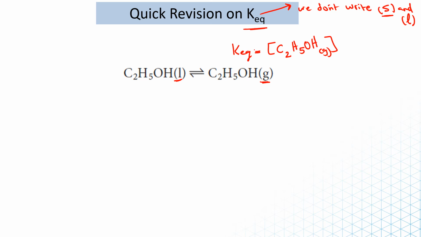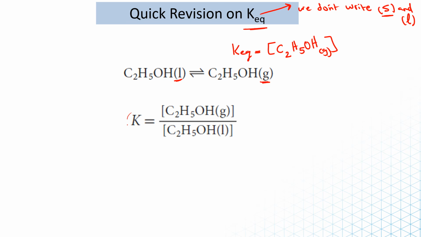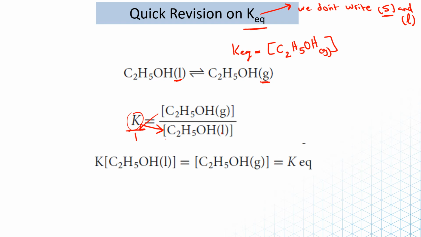Where is that coming from? Actually, we write a constant K, which is the concentration of the products over the reactants, right? And then we multiply this by this. Okay, we do cross multiplication. All right, so you get K times the concentration of the liquid equals this. Okay, so all of this, guys, instead of writing it like this, we write it as K equilibrium.